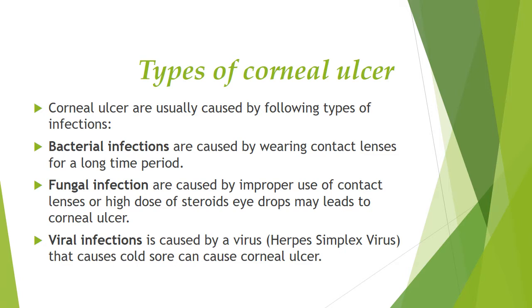Here are the types of corneal ulcer. Number 1, bacterial infections, which is caused by wearing contact lenses for a long time period. Number 2, fungal infections. Fungal infections are caused by improper use of contact lenses, or a high dose of steroid eye drops may lead to corneal ulcer. Now the last one is virus infection. Viral infection is caused by a virus which is herpes simplex virus, HSV, that causes cold sore, can cause corneal ulcer.